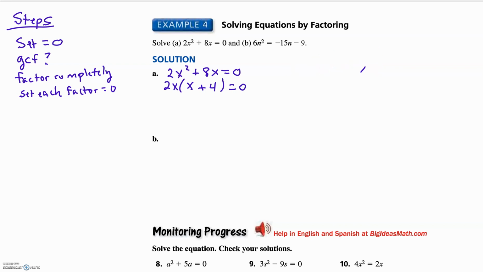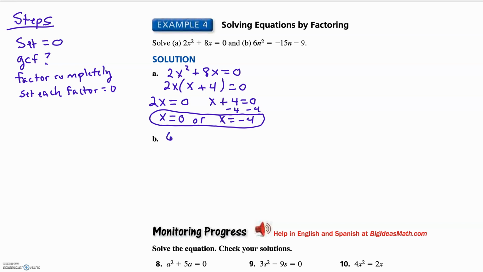Okay. Now, set each factor equal to 0. 2x equals 0. I could just say x equals 0 at that point, because if 2x equals 0, that means x is equal to 0. x plus 4 equals 0. Subtract a 4 from both sides. x would have to equal -4. So we have our two different solutions: x equals 0 and x equals -4. All right, part B.